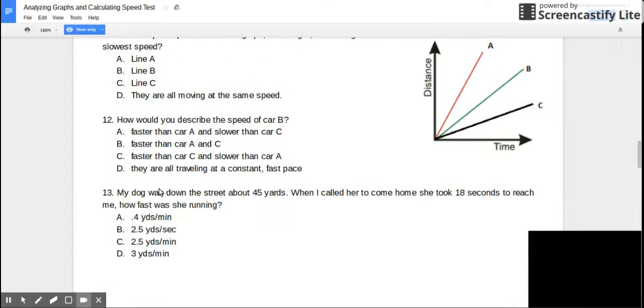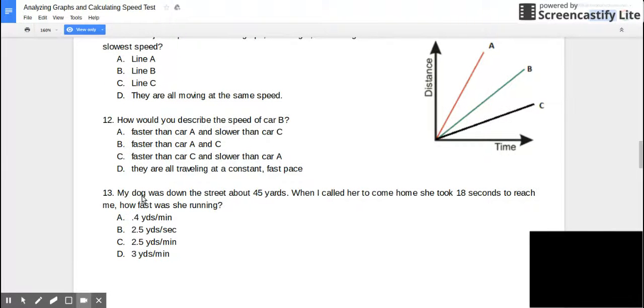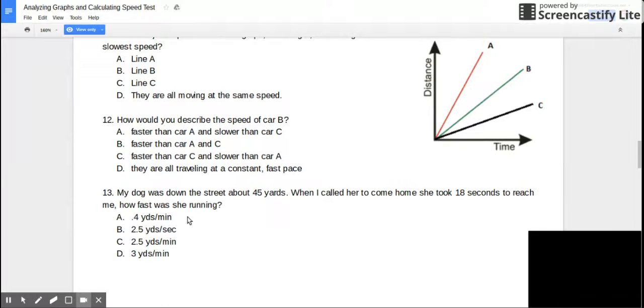Number 13. This is going to be a speed problem, so you're going to have to use the formula speed equals total distance divided by total time. My dog was down the street about 45 yards. When I called her to come home, she took 18 seconds to reach me. How fast was she running?